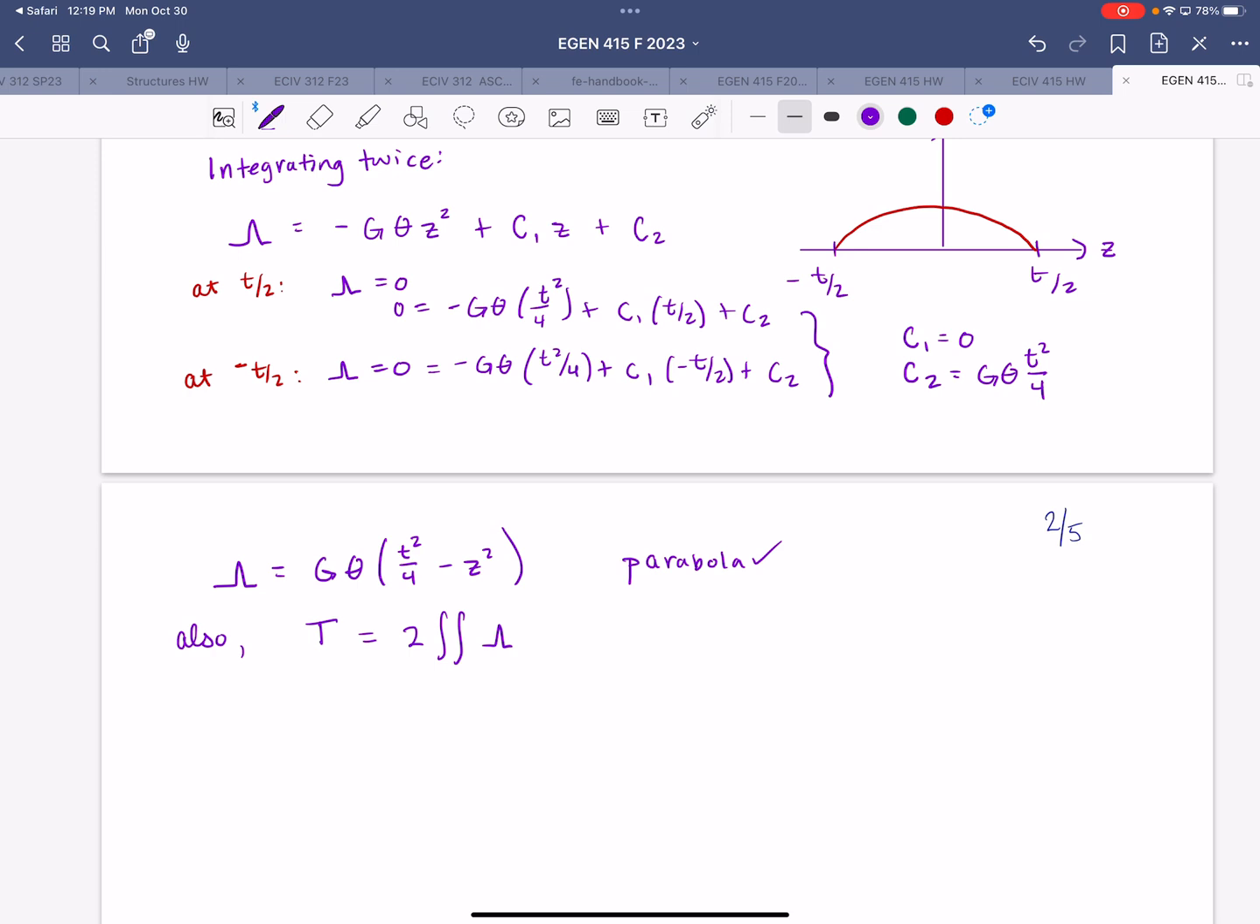So we have the volume, or the integration over the area of lambda, and we'll integrate from negative t over 2 to positive t over 2 of lambda times b dz with respect to z. So that comes out to G theta times b t cubed over 3.